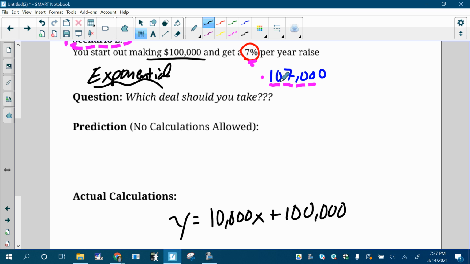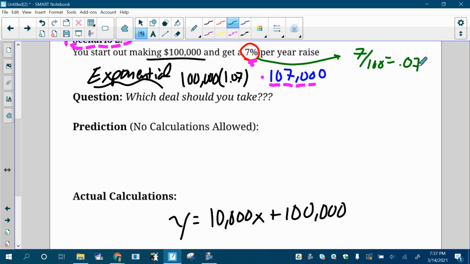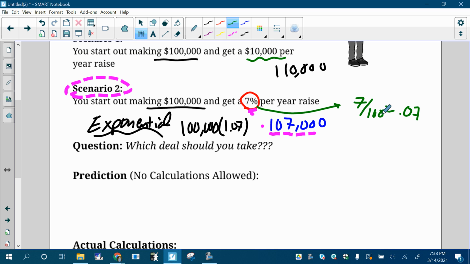I think you guys are good on that. You're going to take the 100,000 and multiply it by 1.07. Why 1.07? Well, 7% is a percent. I'm going to change it into a decimal by dividing it by 100. And then you don't want to multiply by 0.07 because that makes it smaller. The amount you're making is going up 0.07, but you're still making the same amount you made last year and 7% more. So the thing you want to multiply by is 1.07.